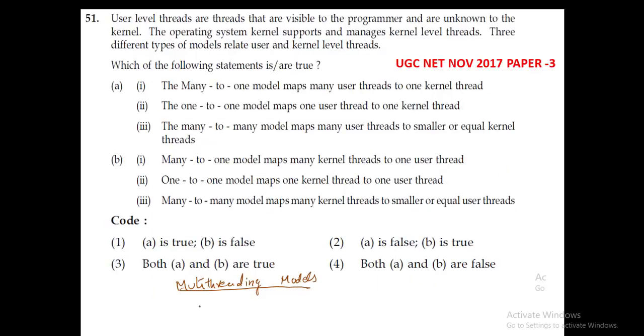There are three types of models. One is called many to one, the next one is called one to one, and the next one is called many to many. If you observe the phrase, the first term is related to the user level threads, and the second term is used for the kernel level threads.